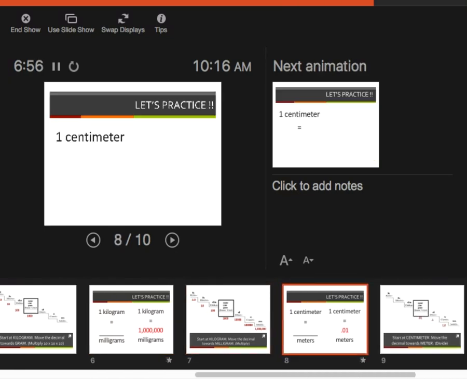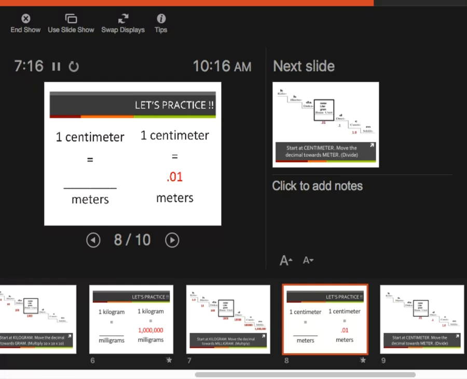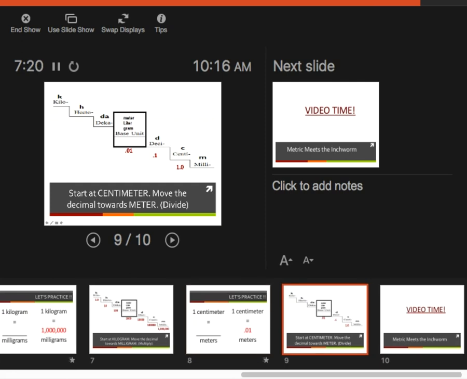Let's take one more practice. I've got 1 centimeter. How many meters do I have? This one's a little trickier. I'll give you a moment to think about it. 1 centimeter is 0.01 meters, or 1/100th. So let's take a look. This one's a little bit trickier.